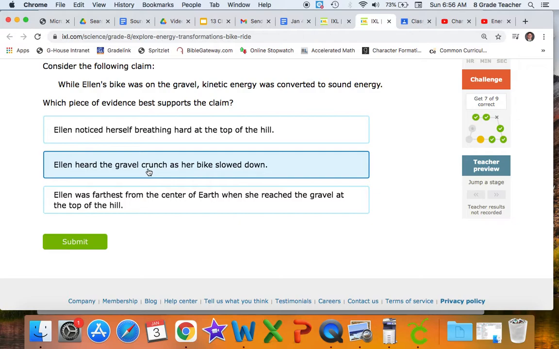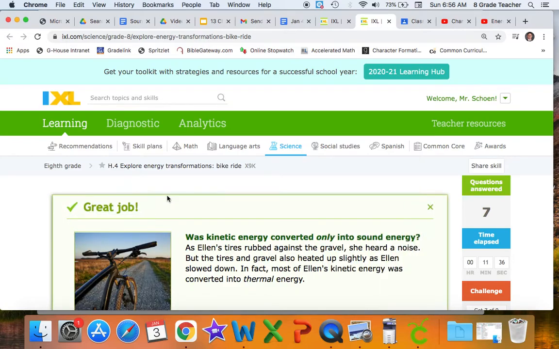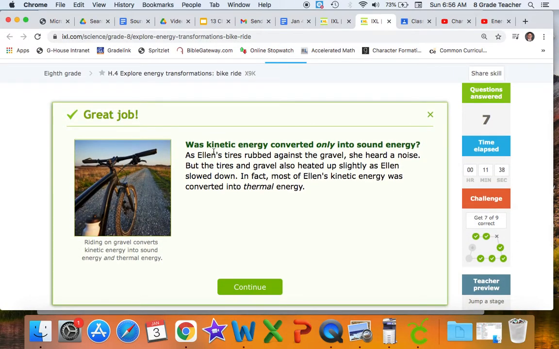You hear that sound energy, which means that kinetic energy, the motion of that, is being absorbed by the moving of those gravel molecules or gravel pieces. Was kinetic energy converted only into sound energy? Probably not, because as those pieces of gravel are pushed together, there's going to be some type of friction that creates thermal energy as well.